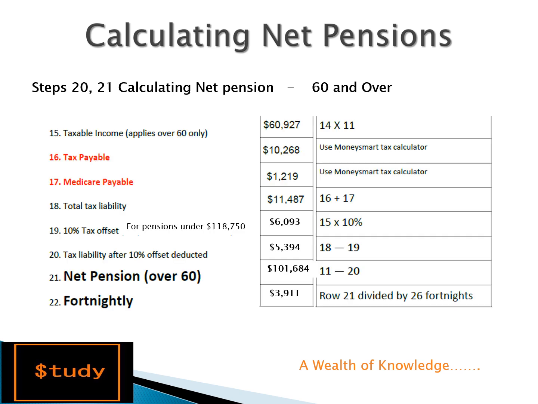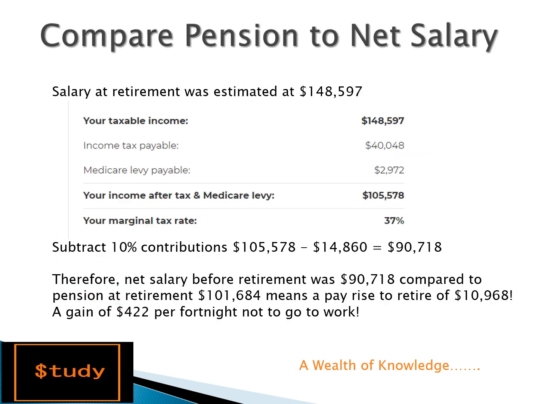We can go back to our worksheet and we just stick in there on row 21 our net pension by calculating our gross pension from row 11 minus the tax in row 20. And then for the last final line there, at row 22, all we do is divide it by 26 fortnights to get our final value, and we've got $3,911 as this person's net pension.